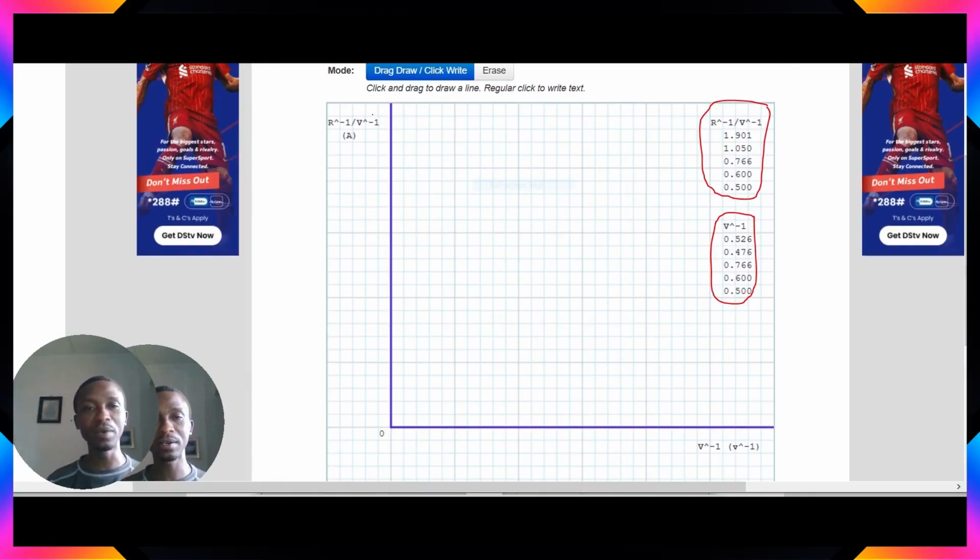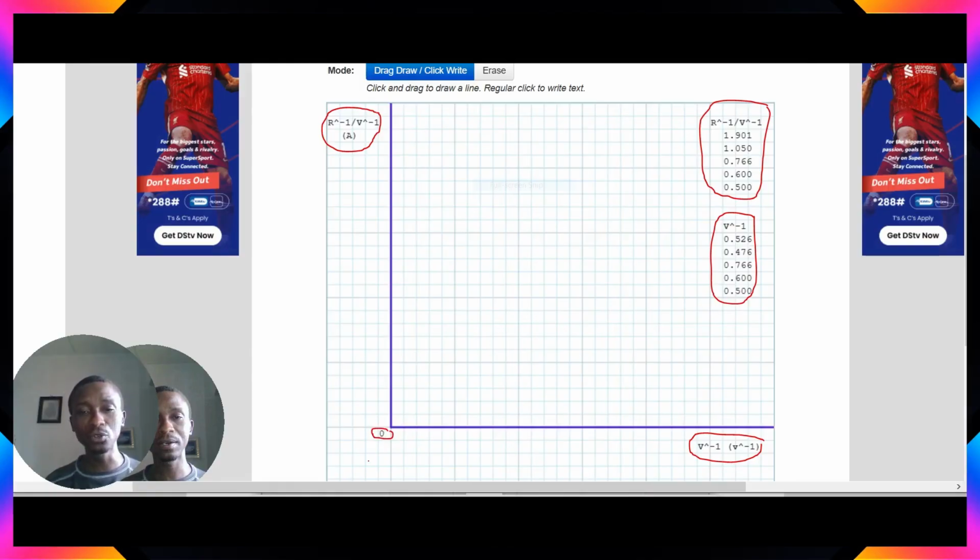Then make sure you label your axis. I've labeled my vertical axis, which is R inverse over V inverse, with the unit in ampere. That will fetch you some marks, maybe about half a mark or 1 mark, thereabouts. Then V inverse, I've also labeled with its respective unit. Then I indicate here the starting point as stated in the question, origin 0, 0.